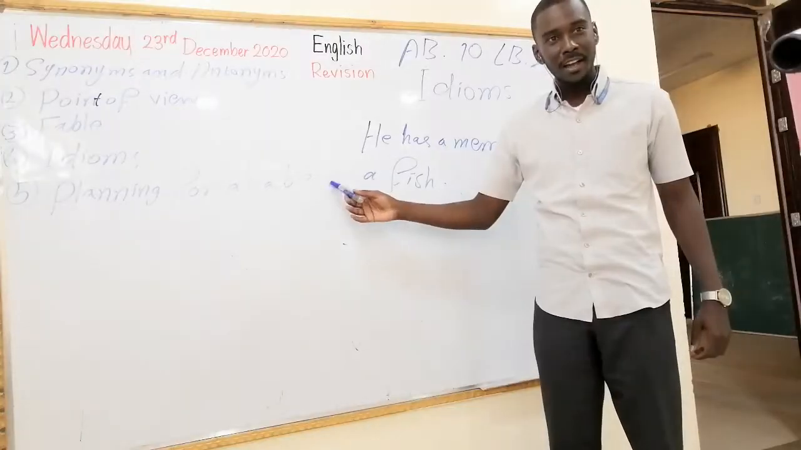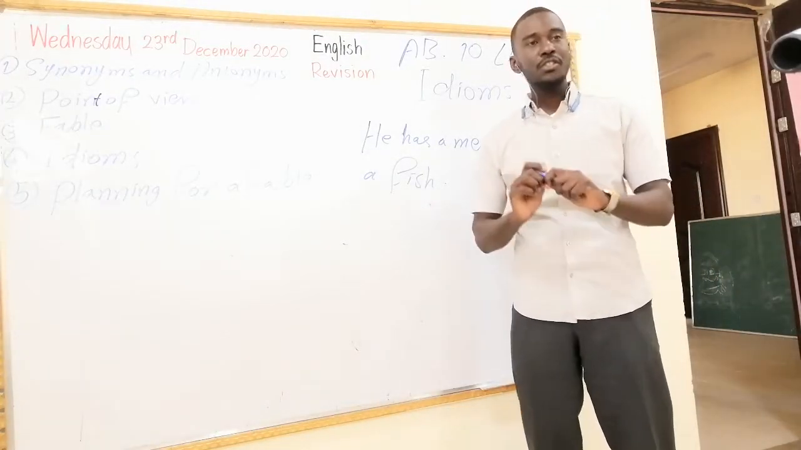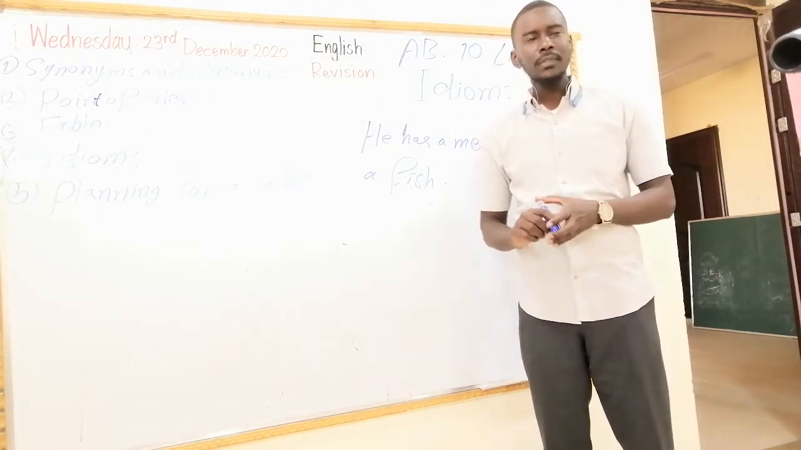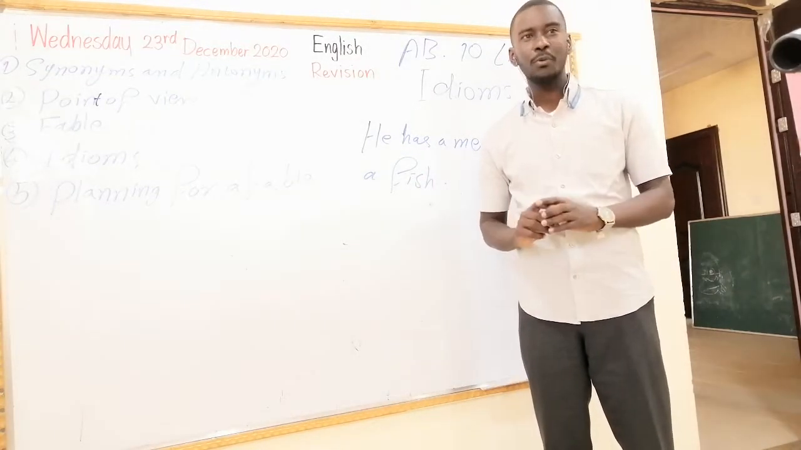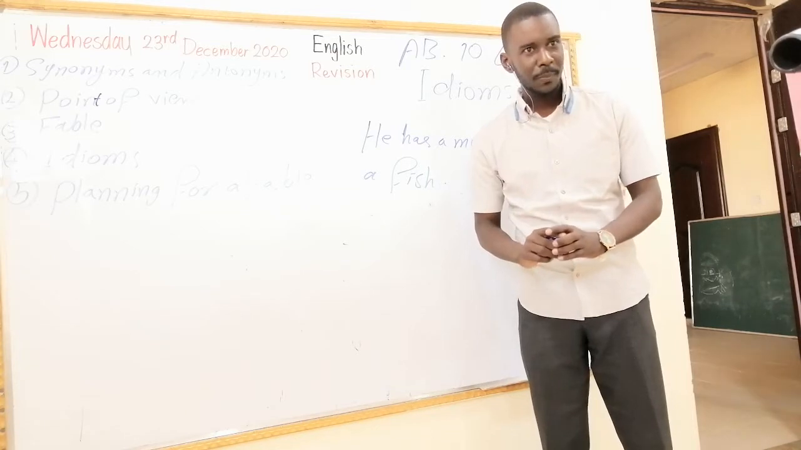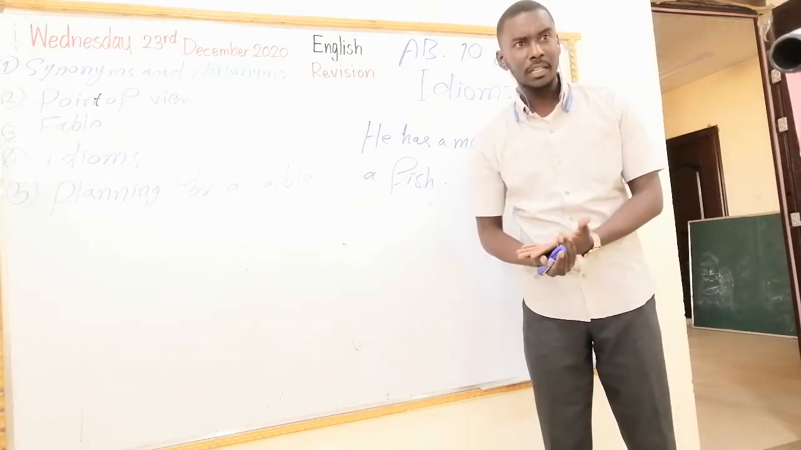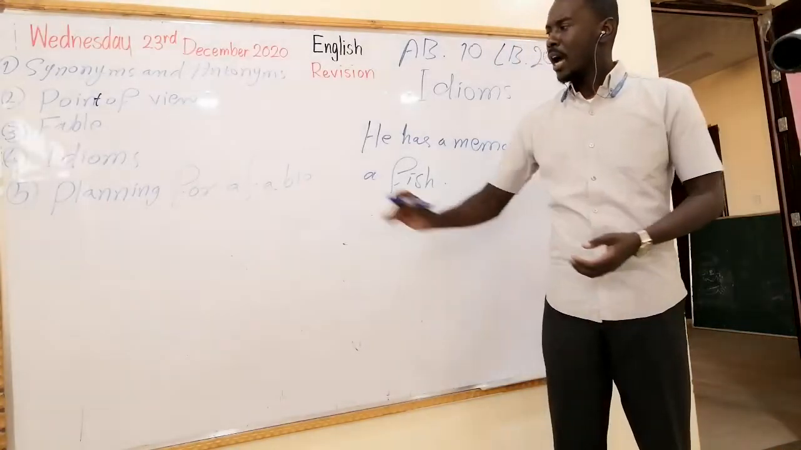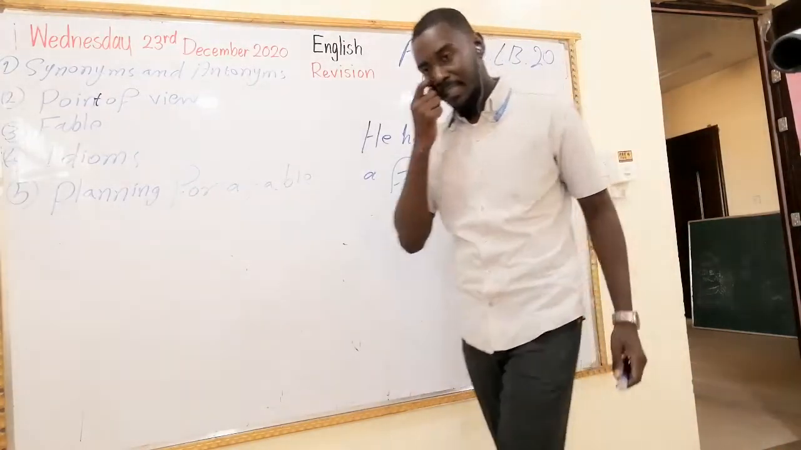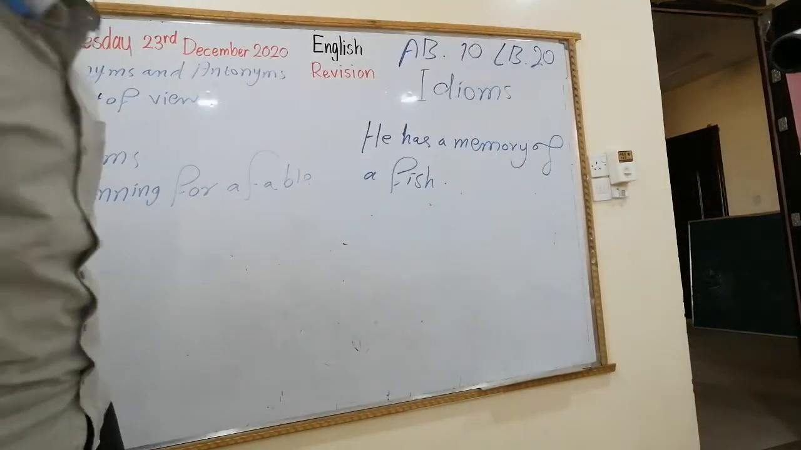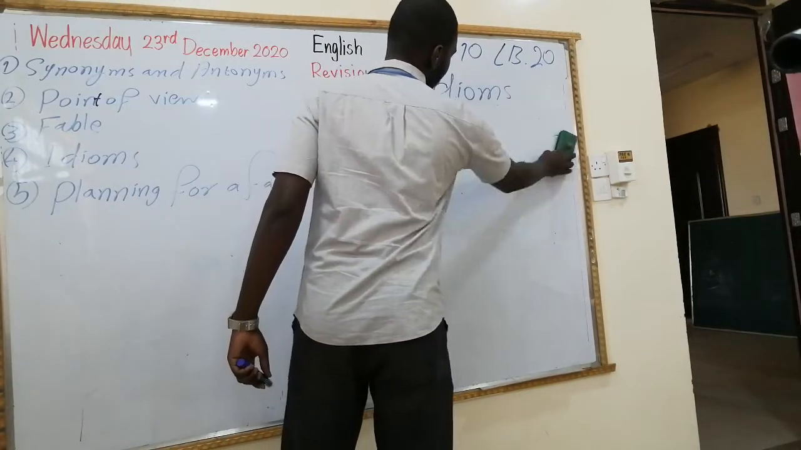Finally, planning for a fable. I may ask you to write a fable, and as we say, a fable is a story where the characters are animals, and it has a moral. The animals act like humans. How to plan for writing a fable, that's what we're going to discuss right now. So give me your full attention, please.